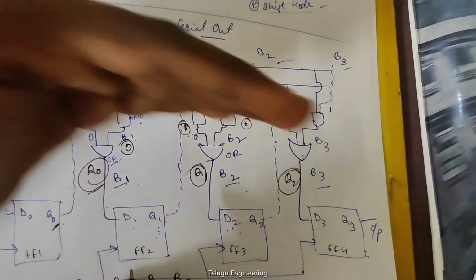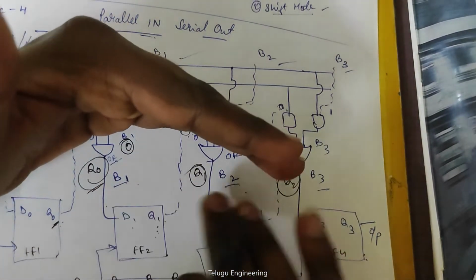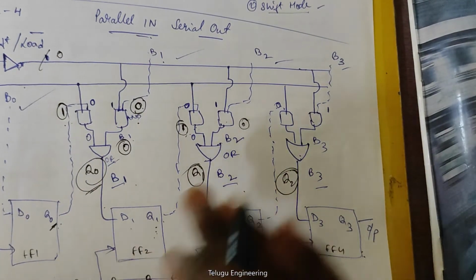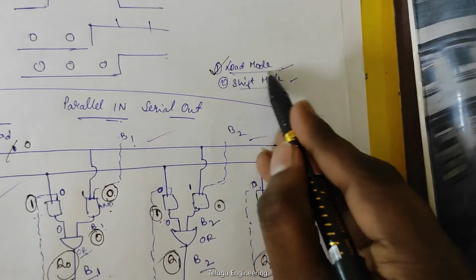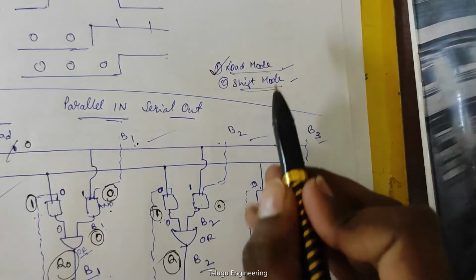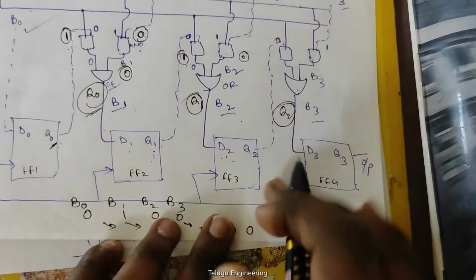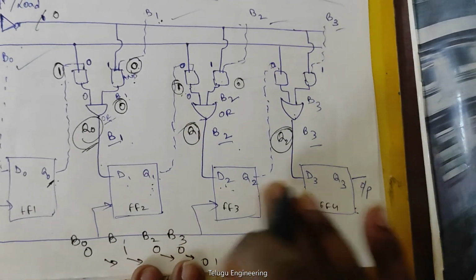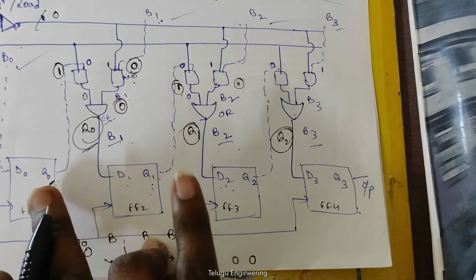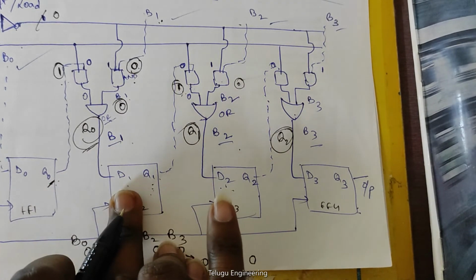Parallel in, because the input that you're giving is parallel, and the output that you're getting is only a single serial output. So there are two modes for operating. One is load mode, the next is shift mode. In load mode you're just loading your inputs, and in shift mode you're just shifting to the right. This is basically your shift right register. What basically happens is the output of your first register is given as the input of your second register.